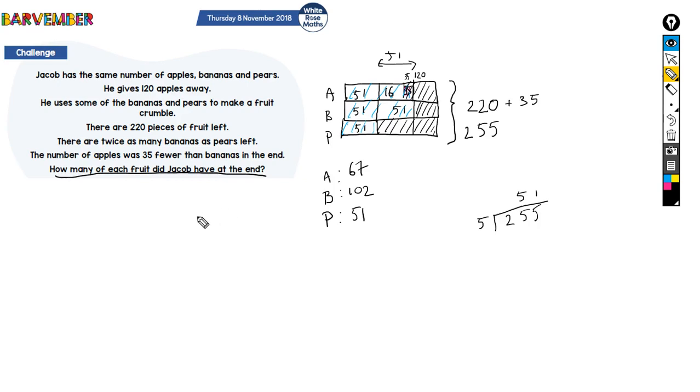All right, and then what should we do to check this? Let's add them. So 7, 8, 9, 10, 11, 12. And 220. So that all adds up to 220, so I'm happy that that's right. So how many of each fruit did Jacob have at the end? 67 apples, 102 bananas and 51 pears.